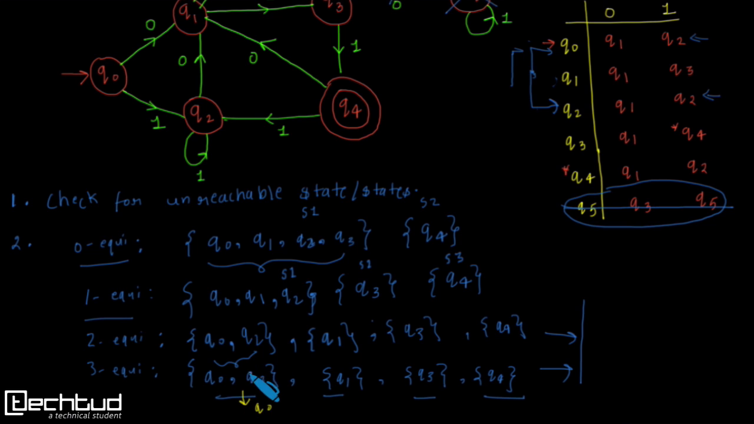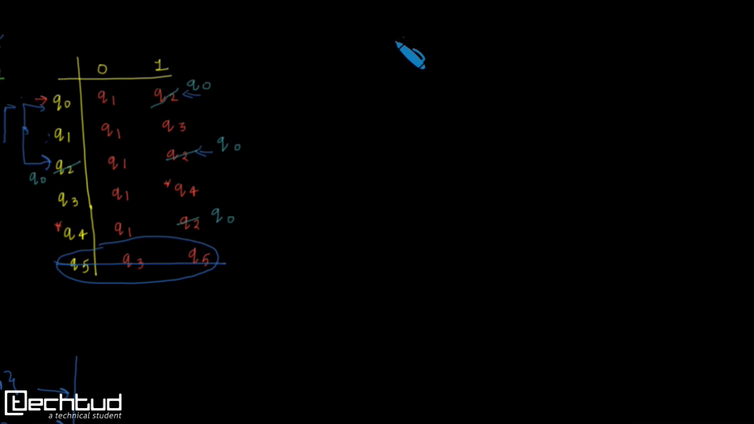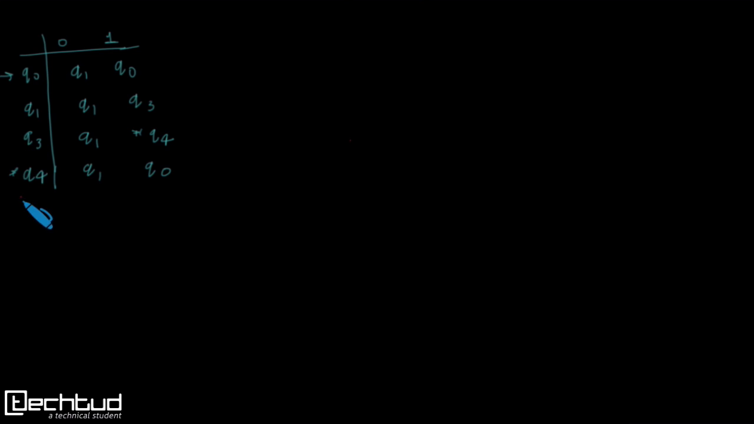We will replace Q2 by Q0 in the state transition table. So here you will get Q0. Here also you will get Q0, Q0 and Q0. So now this is our minimized state transition table, and we can also draw the state transition diagram for this table.